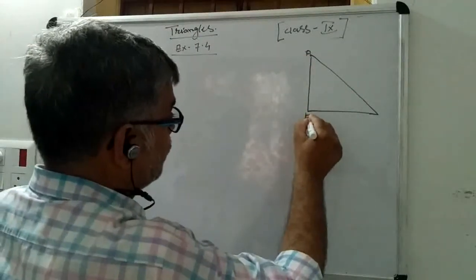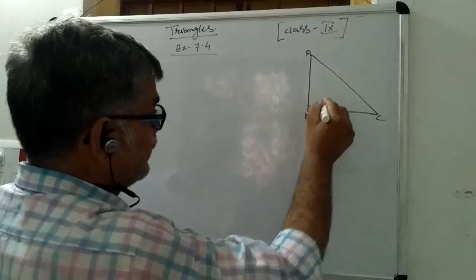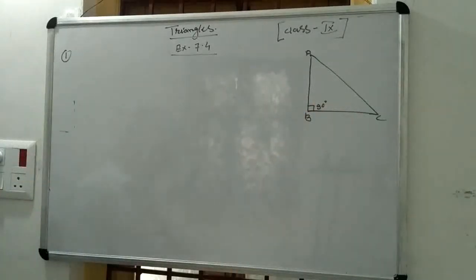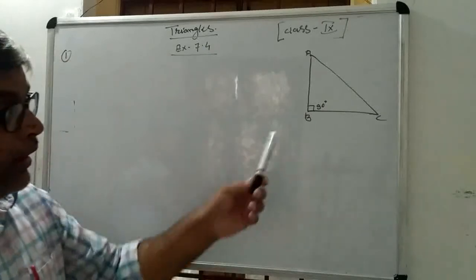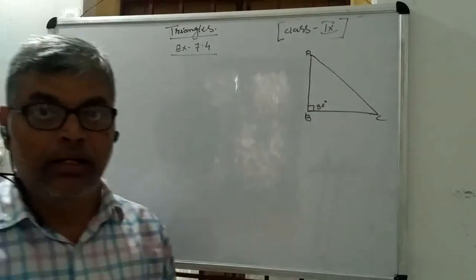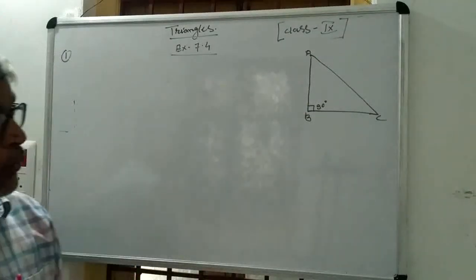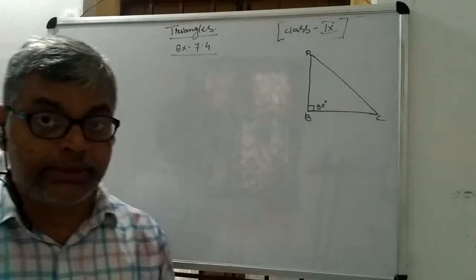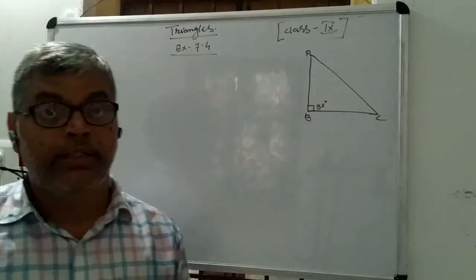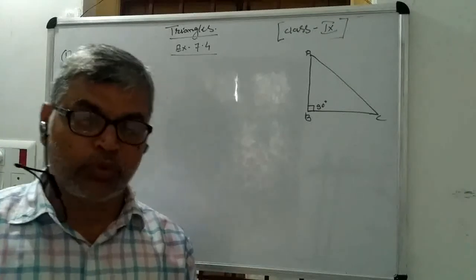ABC in which angle B is of 90 degrees. Now we have to show that the side opposite to the 90 degree angle is called the hypotenuse. So now you need to show that the hypotenuse is the longest side in any right angle triangle. We have to show it.